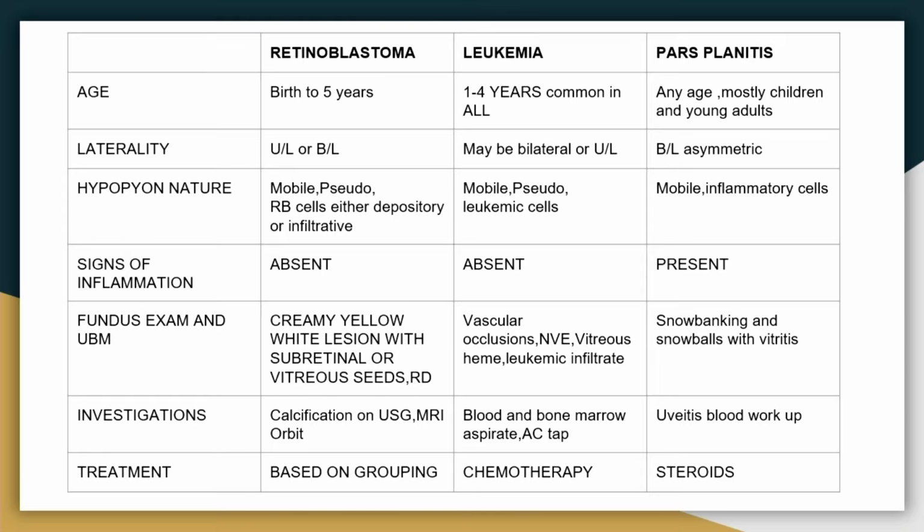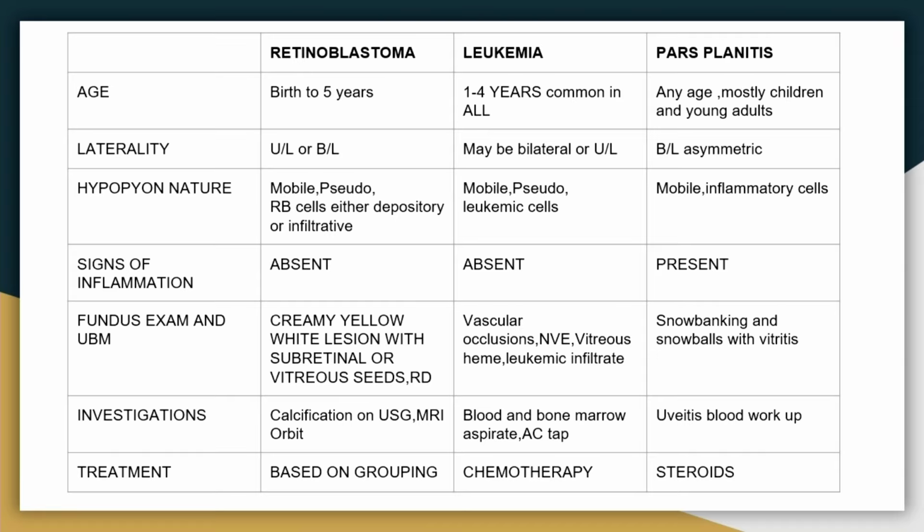So the differentials which we had in mind were retinoblastoma, leukemia, and pars planitis. Now, age. For retinoblastoma, it is between birth to 5 years, and as I had told, heritable cases present much earlier, and non-heritable cases present much later. Leukemia is characteristically seen between 1 to 4 years of age. Pars planitis can present at any age, though it's more common in children and young adults.